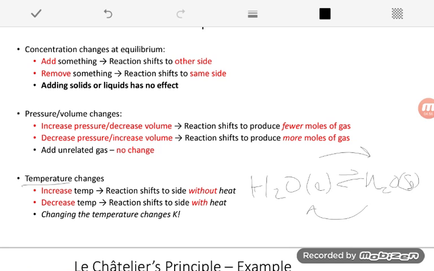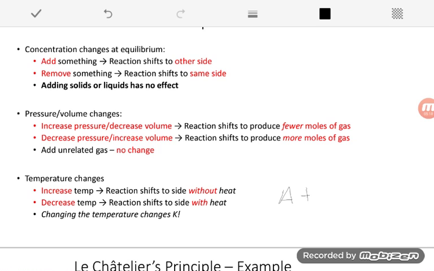Now the key thing here is the first thing we need to do is figure out if we have an endothermic or exothermic reaction. And this will be given to you in the problem because you can't figure that out just by looking at the chemical equation. The basic idea is if you have an endo or exothermic reaction, figure out which side the heat goes on.